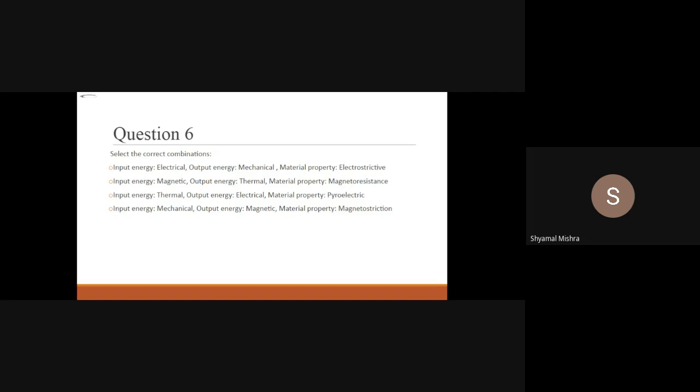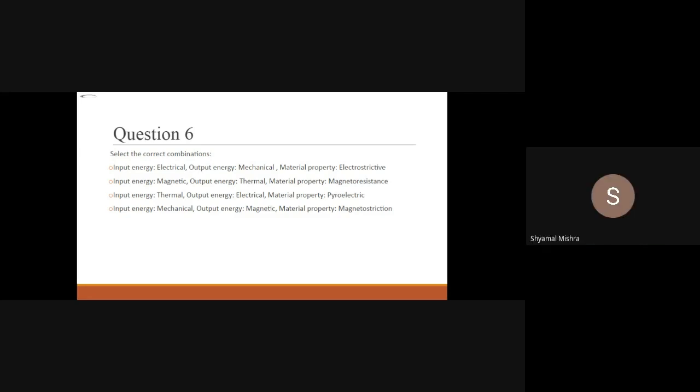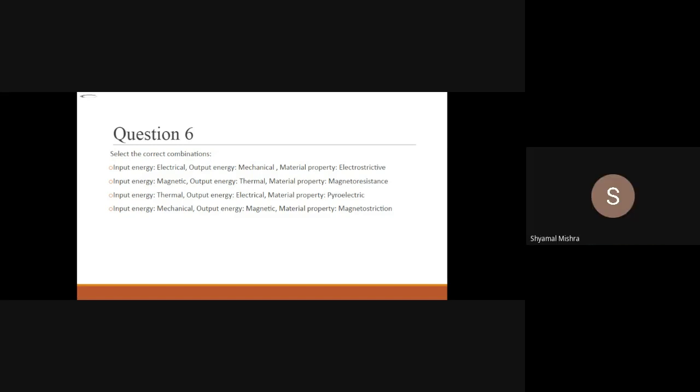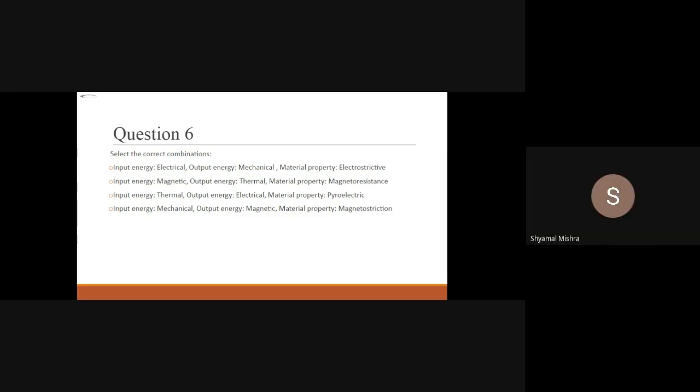I have a doubt in the second. No, actually, the second option is wrong because magnetoresistance is when the resistance changes. In that case we can say magnetoresistance. But here the thermal energy is changing, or the output energy is thermal. So here the right options are A, C, and D. Okay. Have you got the answer? Yeah, yeah. Okay.